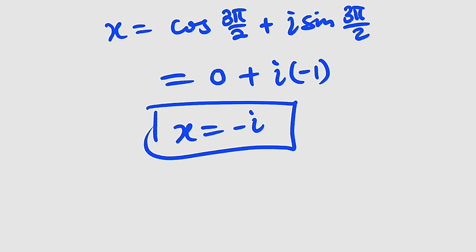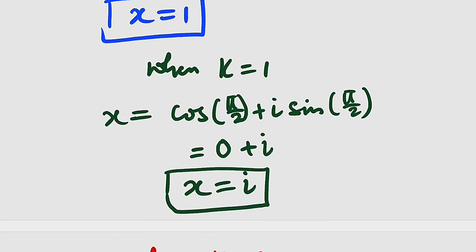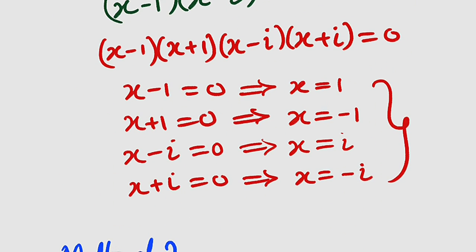You can see that x could be -i, -1, i, or +1, the same thing as the previous solution, which are this.